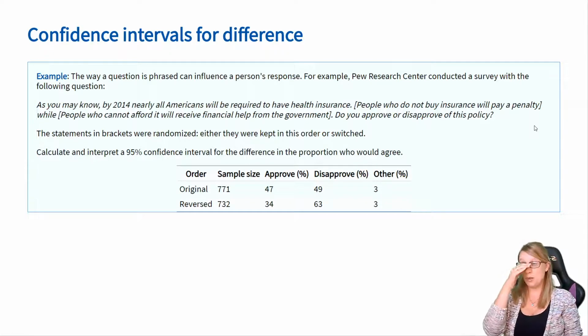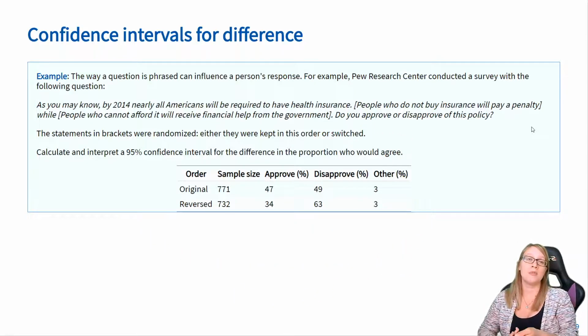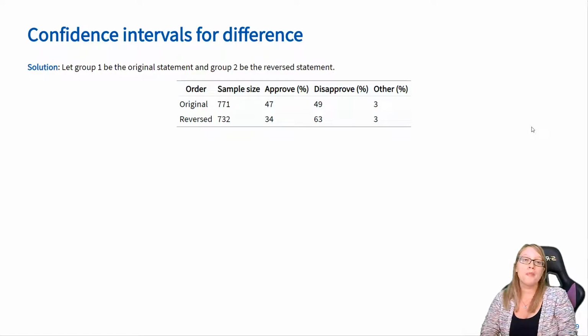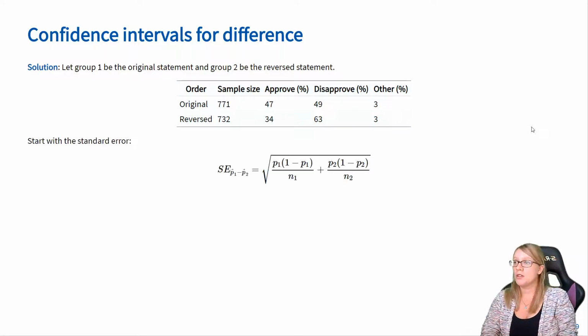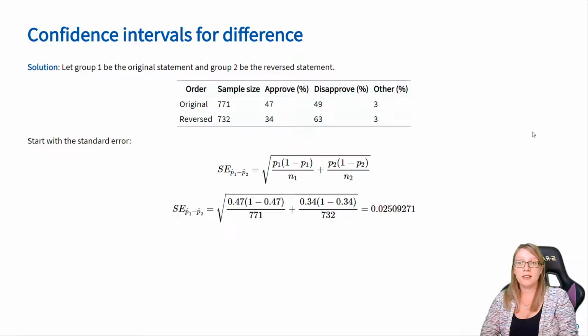So what we'd like to know is whether or not the way we ask the question affects a person's response. So we have samples of 771 people who had the original question, 732 people who were asked the reverse question. Is there a difference? And here we have approval response rates given in percents. So let's let group 1 be the original statement and let group 2 be the reverse statement. We'll find our standard error first. Our sample proportion in group 1 is 0.47, sample proportion in group 2 is 0.34. Here are our sample sizes for group 1 and group 2 respectively. Plugging everything in, we get a standard error of about 0.025.